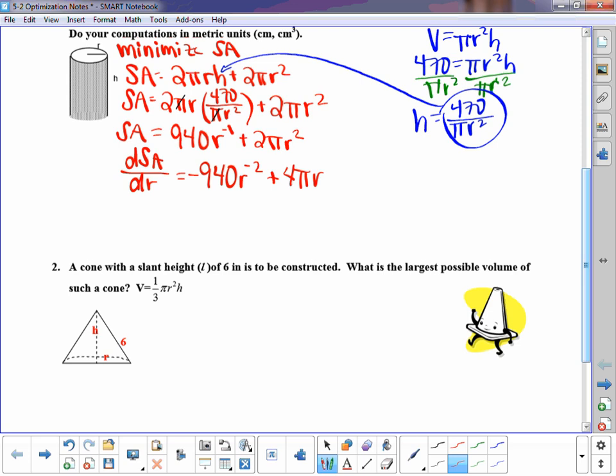Alright, so now let's take our derivative and set it equal to 0, because again, our mins and maxes come from our derivative being set equal to 0 and tested twice. So I'm going to set this equal to 0. I'm going to rewrite this. And now we're just going to solve for r. Once I find what that r value is, that is a potential point at which my surface area will be a minimum. Alright, and when I solve, I get 940 over r squared equals 4 pi r. I'm going to multiply by r squared to get that out of the denominator.